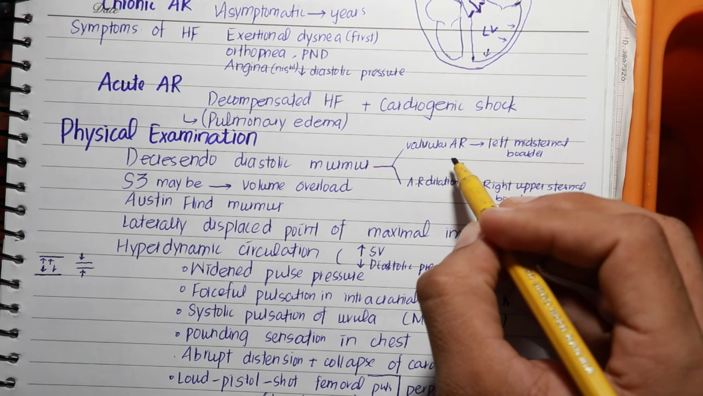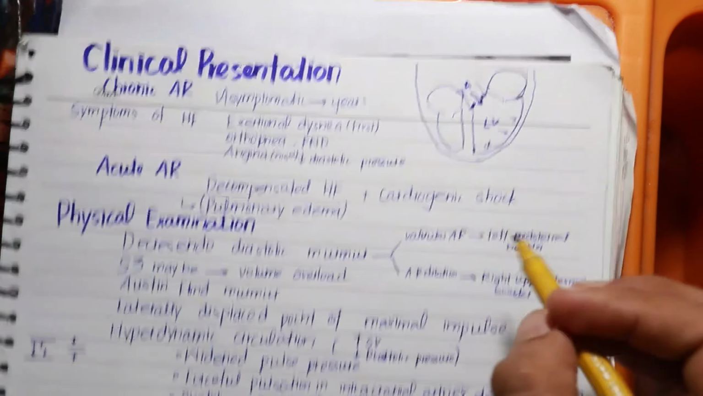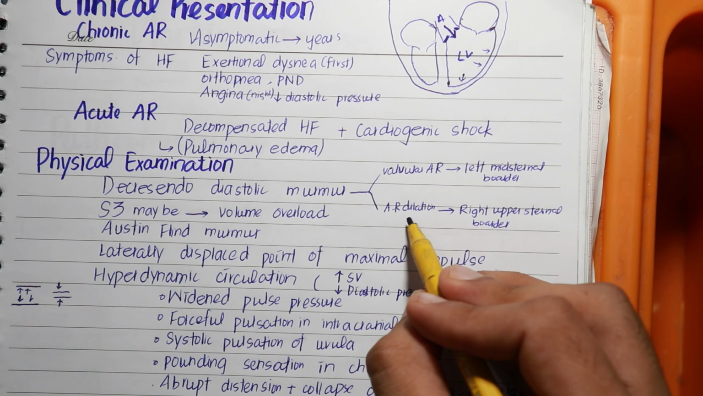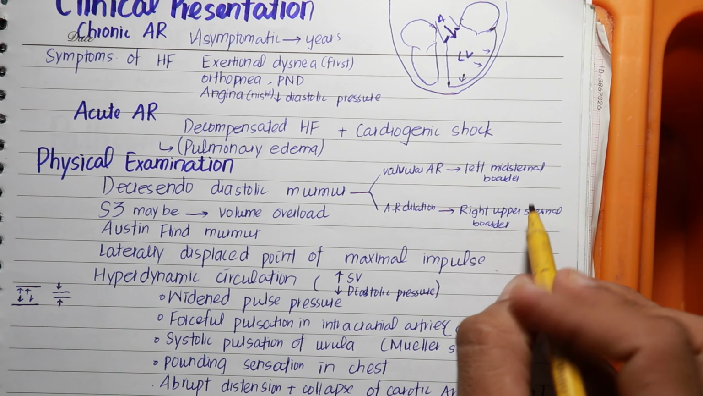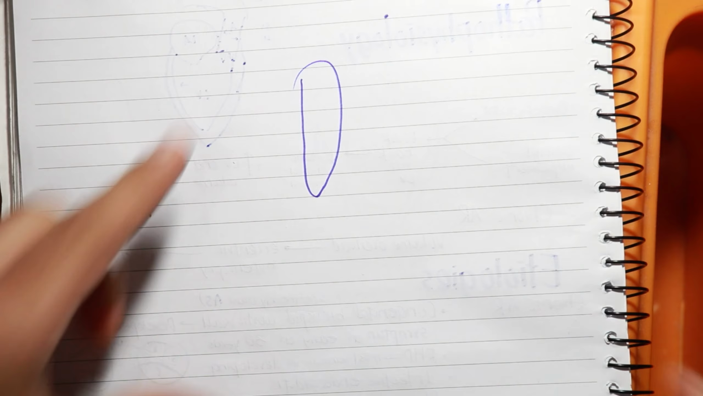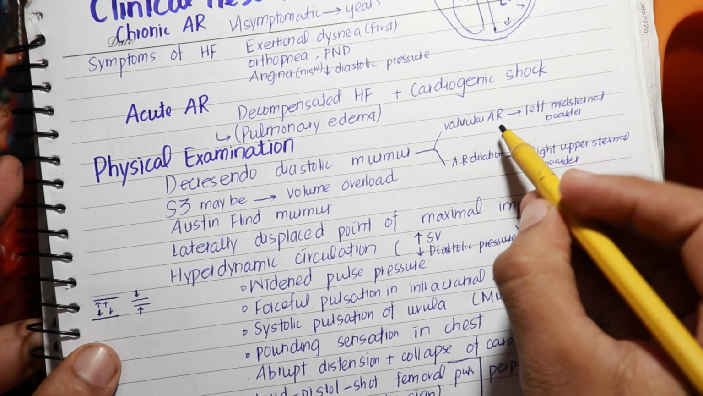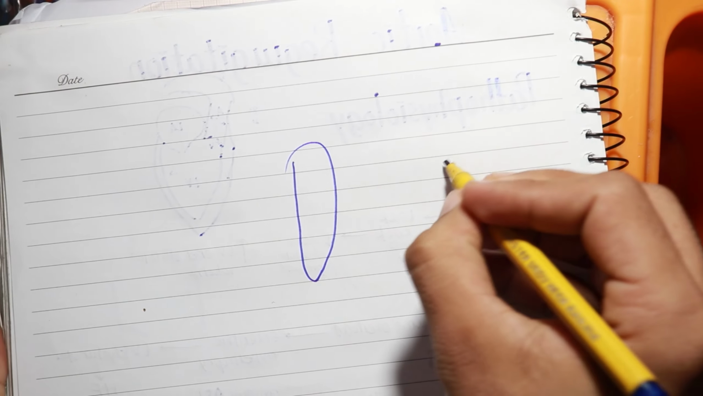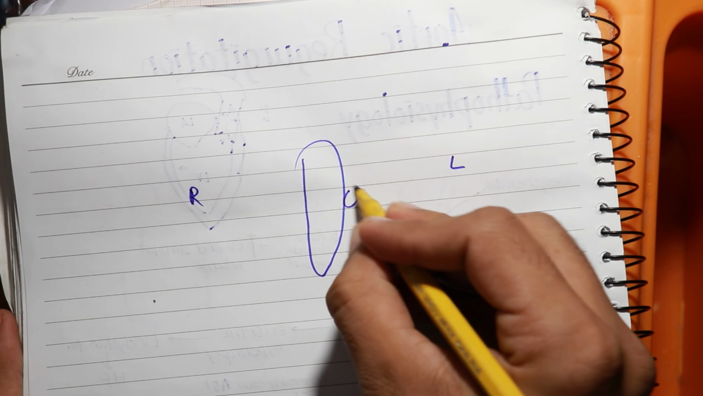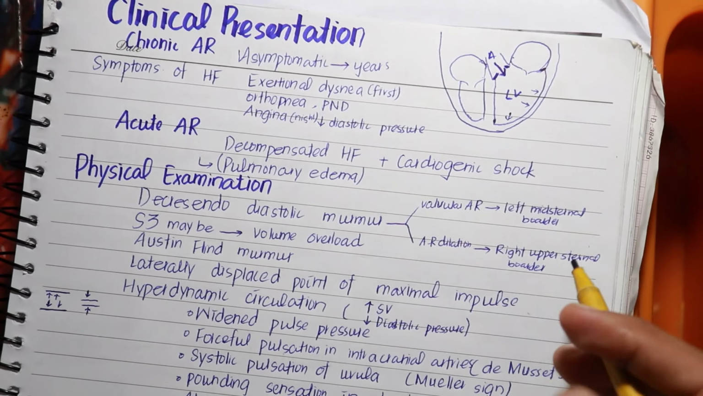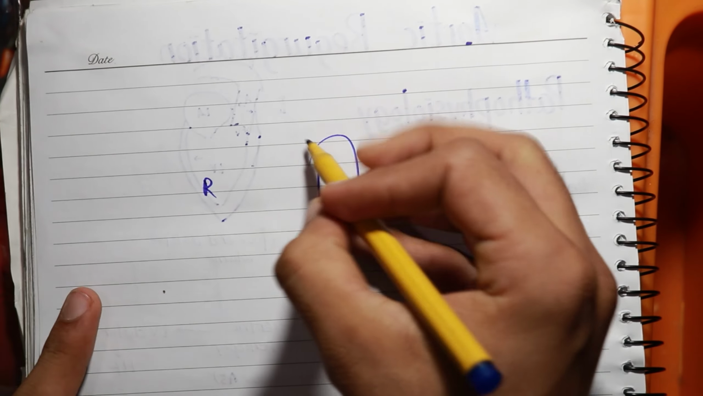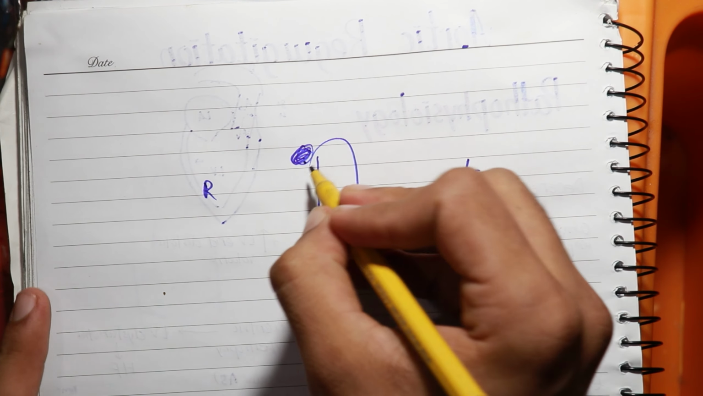In case of valvular aortic regurgitation, meaning the wall is damaged, you will find it at the left mid-sternal border, and if there is aortic root dilatation, you will find it at the right upper sternal border. Suppose this is the sternum, this is the left side, this is the right side. You will find it at the left mid-sternal border, okay? And in case of aortic root dilatation, you will find it at the right upper sternal border, like this one. You will hear the sound when you put your stethoscope at this place.